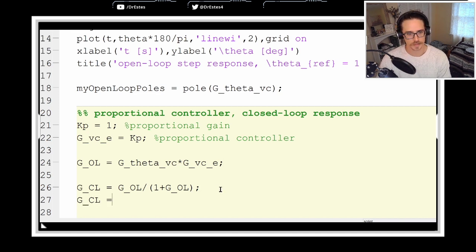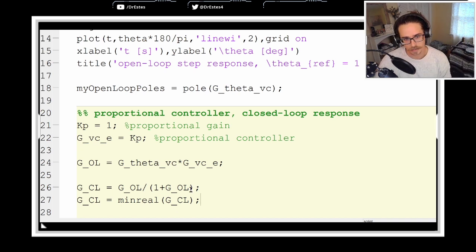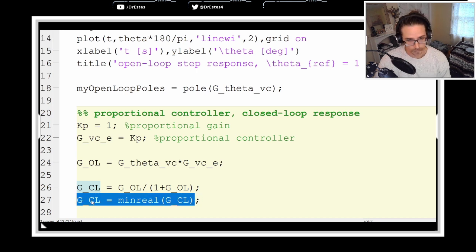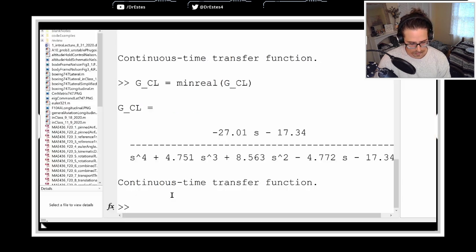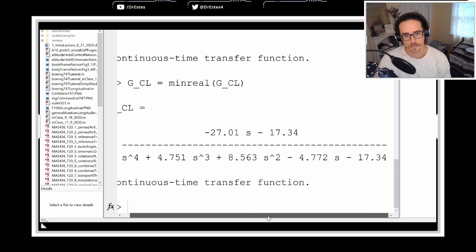What you do is you say the closed loop transfer function should actually be equal to minreal. All that means is the minimum realization, and that's just fancy language for reduce this to the smallest order model it can be. So it cancels out anything that can be canceled. So let's run this. And we're gonna get something that's much more palatable. Okay, I'm gonna evaluate this. And now what does it look like? Okay, it at least fits on one screen. It's fourth order. It is what it is.